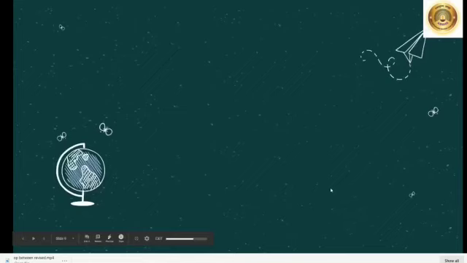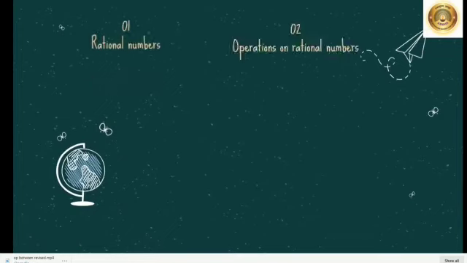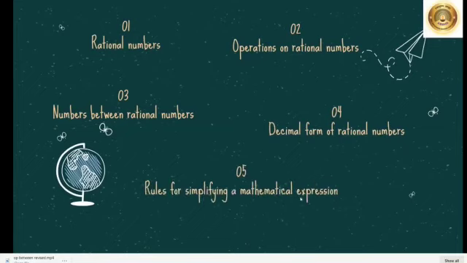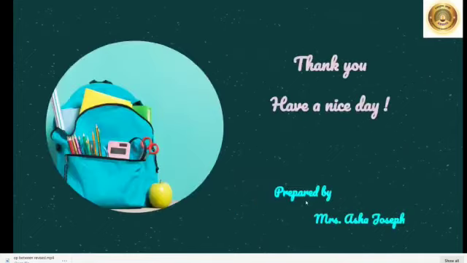With this, we come to the end of the lesson. Let's take a quick revision of what we have learned. We have learned about rational numbers. We have learned the operations on rational numbers like addition, subtraction, multiplication, and division of rational numbers. We also learned how to find numbers between rational numbers. We learned the decimal form of rational numbers, and we also learned the rules for simplifying a mathematical expression, that is the BODMAS rule. Please solve all the exercises regularly and practice the mathematical expressions.